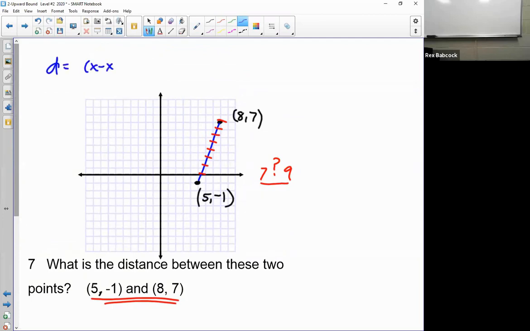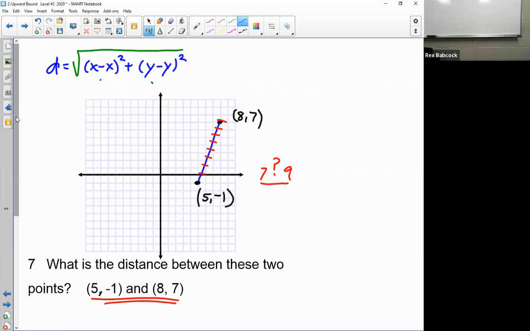The distance formula equals the square root of x minus x squared plus y minus y squared. It's really another use of the Pythagorean theorem. A squared plus b squared equals c squared. In this case, take the square root, gets rid of the square.